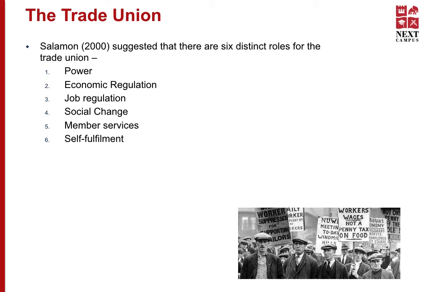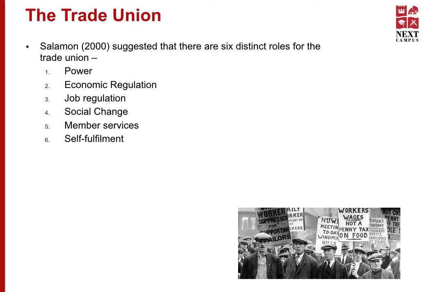Number 2, economic regulation. Trade unions must ensure best pay and benefits to its members. Number 3, job regulation. A trade union is there to ensure that decisions about daily working life are fair and that workers have a say. Trade unions also bring about social change to help develop a society with its members. Then there are member services, where the trade union will provide a relevant and appropriate service for its members.